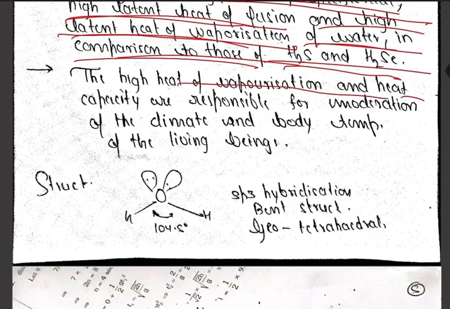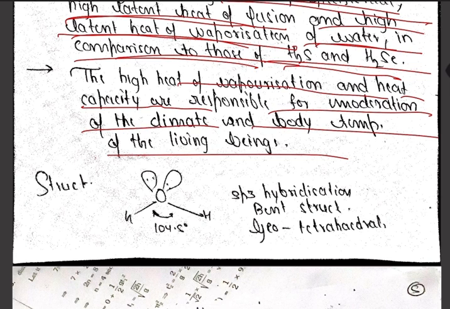The high heat of vaporization and the high heat capacity are responsible for the moderation of the climate and the body temperature of living beings. Water having high heat of vaporization and high heat capacity is responsible for the moderation of climate changes. Moderation means that if we have a hot climate, then water vapor makes it cooler, and it also moderates the body temperature of living beings.